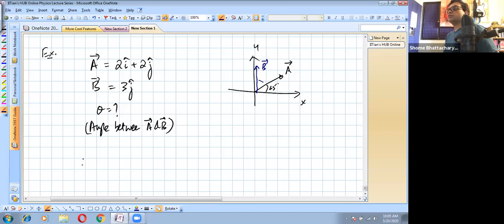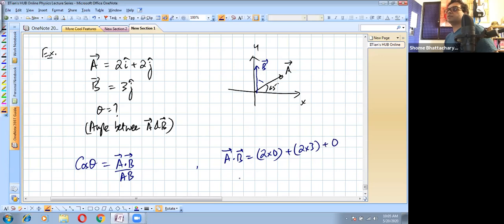Okay. So cos theta is equal to A dot B divided by the product of magnitudes, where A dot B is AX into BX, so that is 2 into 0, plus AY into BY, so that is 2 into 3, plus the Z components, anyway 0. And the magnitude of A is 2 root 2, you can see directly, and the magnitude of B is 3. So this is becoming 6 upon 2 root 2 into 3.